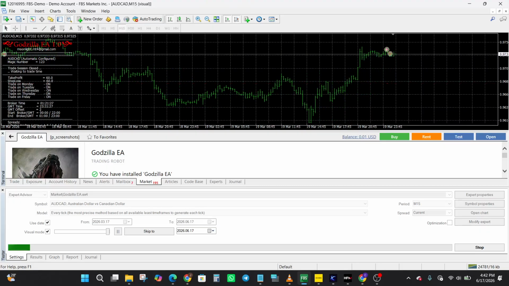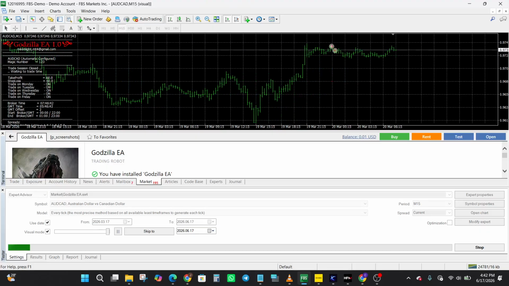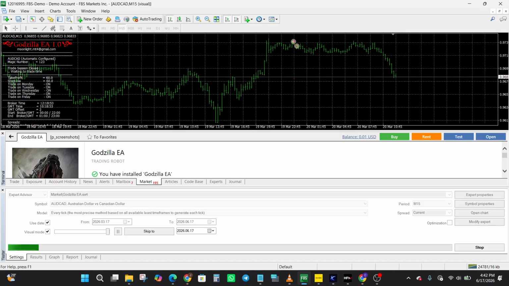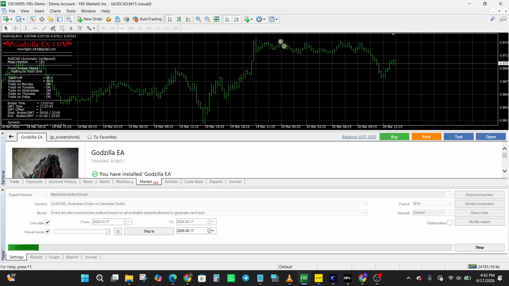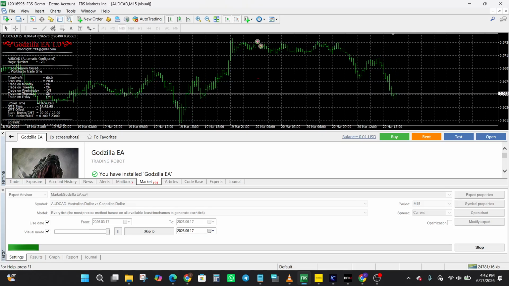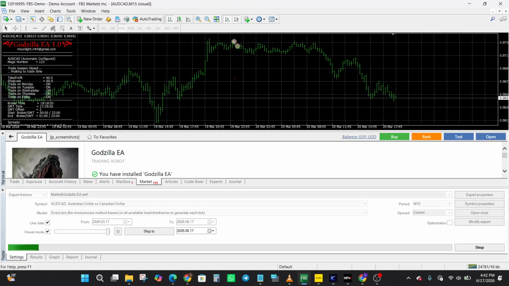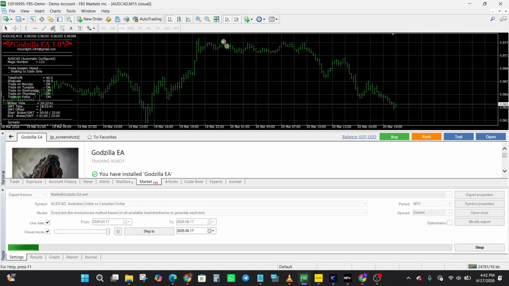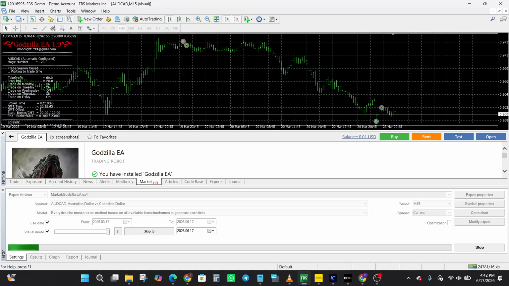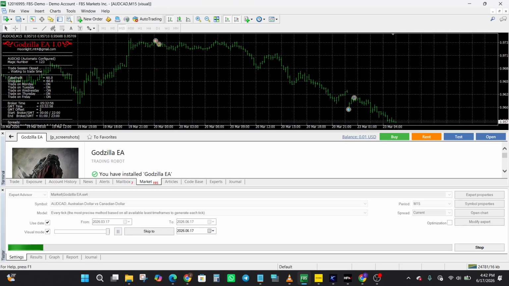So overall, Godzilla EA presents itself as a nighttime scalping expert advisor for MT4, with support for several specific currency pairs, a relatively straightforward setup process, and a wide range of configurable risk and trade management settings. As always, before considering live deployment, I would recommend conducting your own testing and optimization to determine whether its behavior aligns with your trading objectives and risk tolerance.